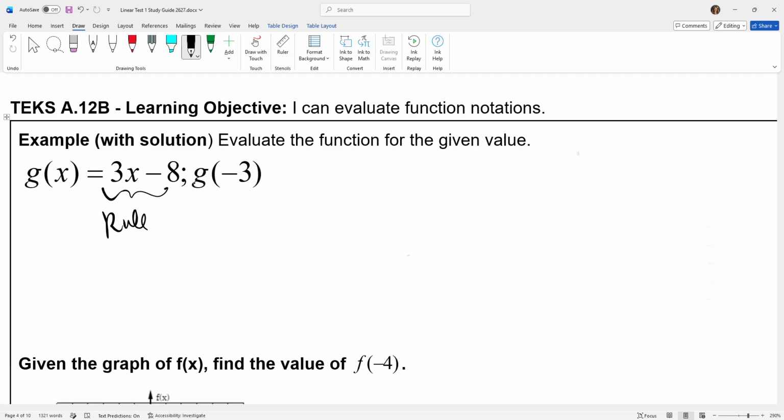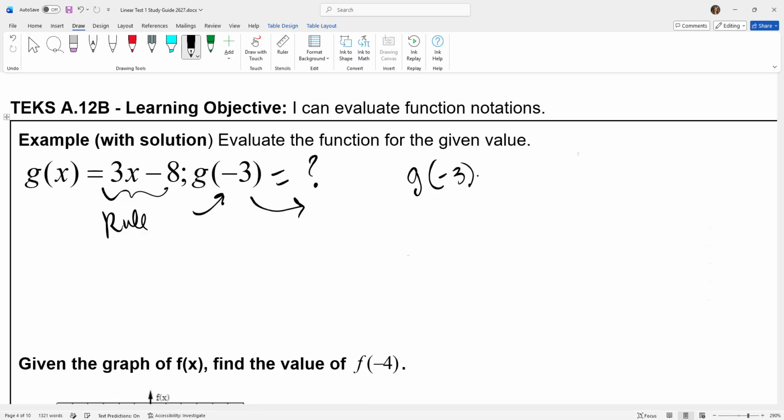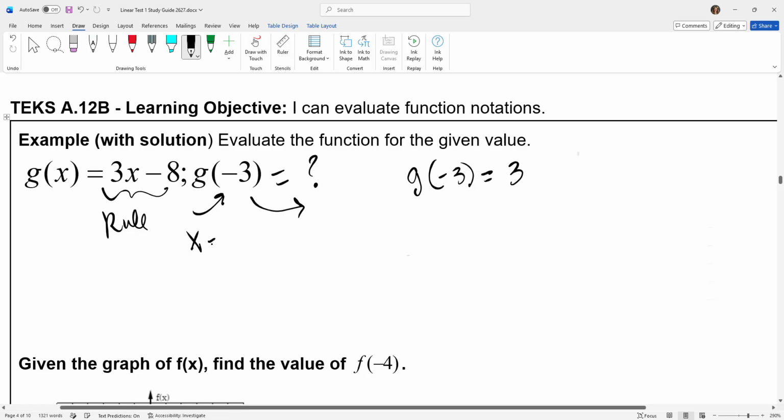We have g of negative 3. This is a semicolon. That means we're looking for g of negative 3. That means we want the output, we're given the input. So I'm going to take g of negative 3 and put the input in place of the x, because we know x is equal to negative 3. We want to find out what y is equal to.